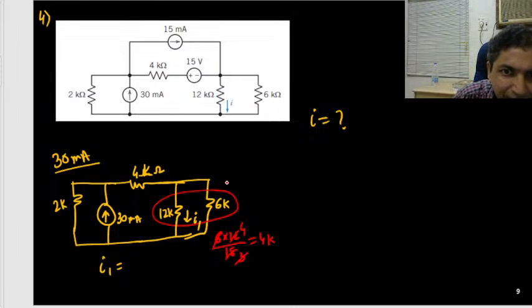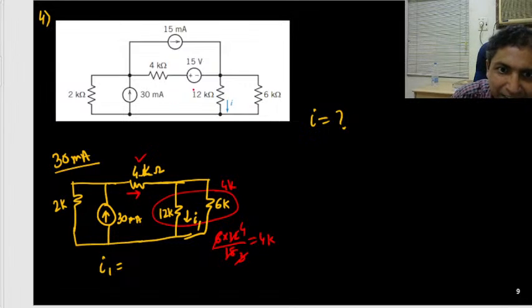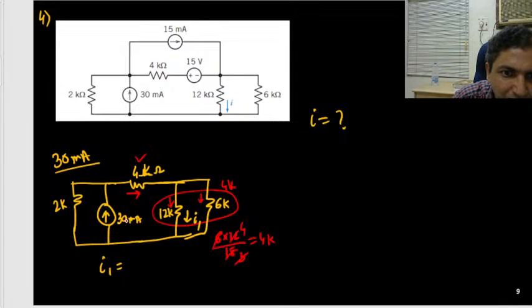This is a 4K. This is the 4K. Total is 8K. So what is the current on this side? That current you can compute first. Then that current will be divided among this 12K and 6K. So first, you can see that 30 milliampere current is coming here. Now this side branch is 2K, this side branch is 4K, and this 4K, 8K.